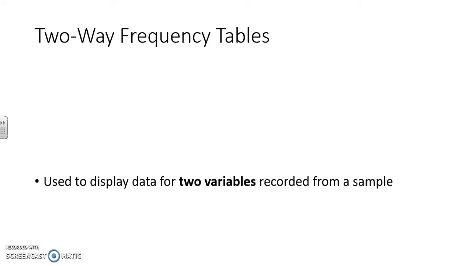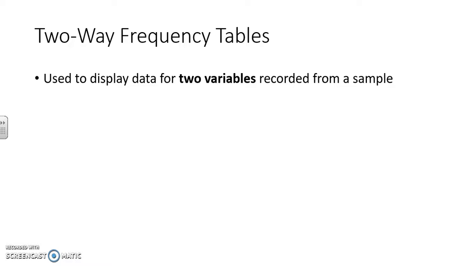In part 1 of this lesson, we looked at how to represent data for one categorical variable graphically. We used pie charts and bar graphs. Now we're going to look at how we represent data for two categorical variables. And we can use a two-way frequency table.